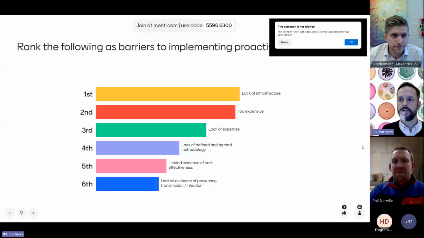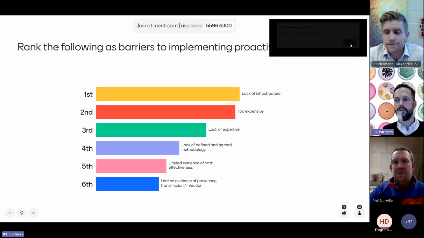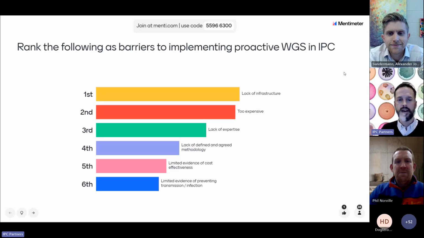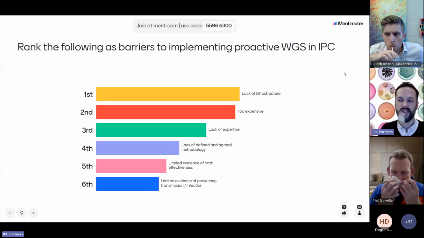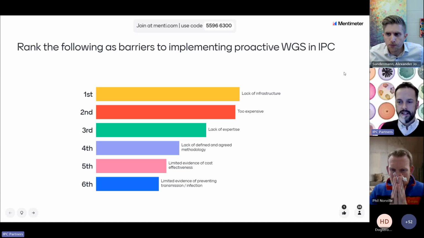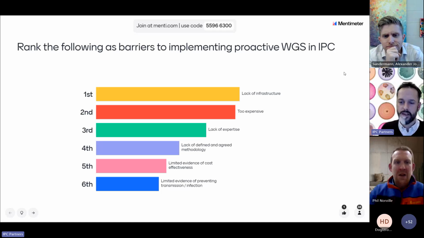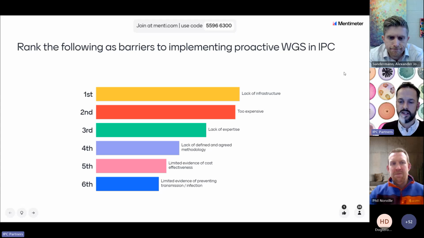Okay, great, Alex. Thanks. Let's have a look at the poll results. So the question that we put out was this: rank the following as barriers to implementing proactive whole genome sequencing or genomic surveillance in IPC. So the options were lack of infrastructure, too expensive, lack of expertise, lack of defined and agreed methodology, limited evidence of cost effectiveness, and limited evidence of preventing transmission or infection.